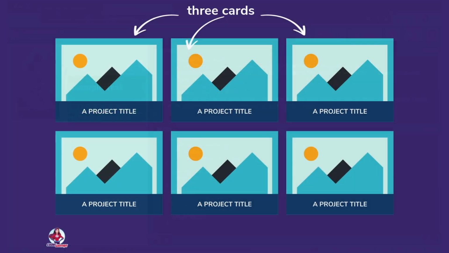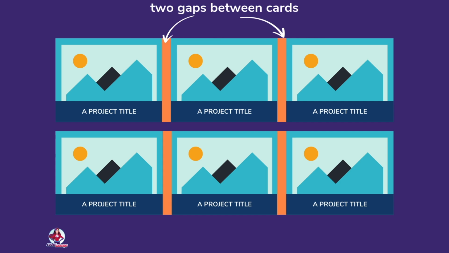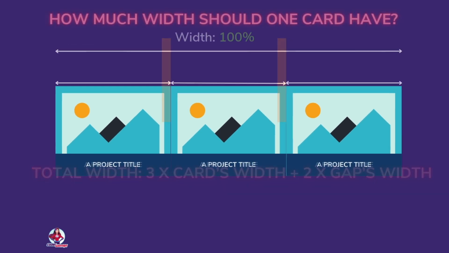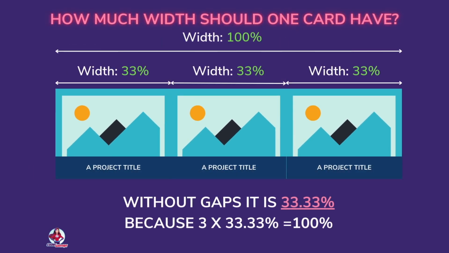Now let's explore our real-world scenario. We have a container with 3 cards. We want to arrange these cards with gaps between them. And all these elements should have 100% of the browser width, right? Let's break down the math now. For 3 cards without any gaps, each card would occupy 33.33%, or 1/3, of the container's width.